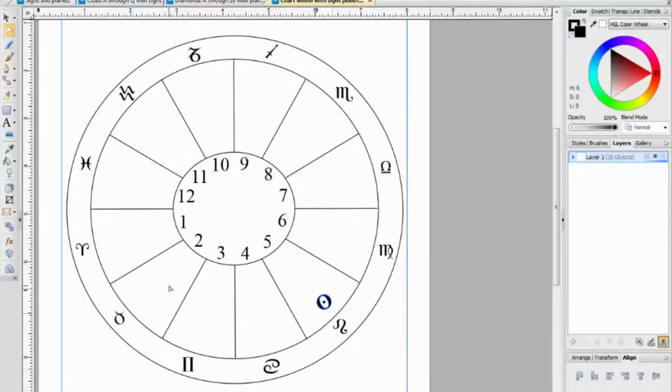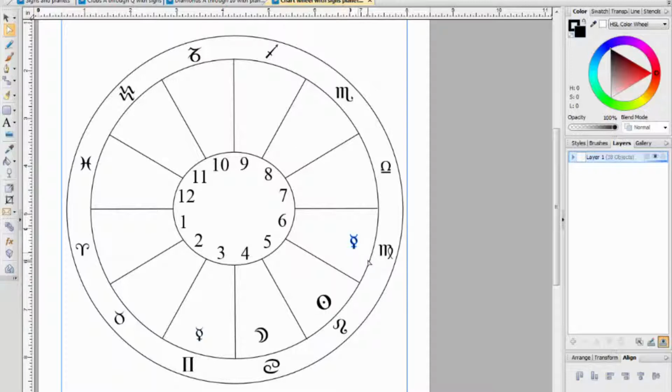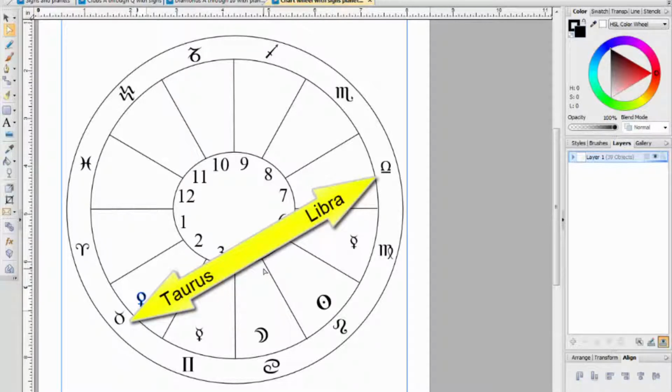We have the sun. The sun rules the sign Leo. And then next we have the moon. The moon rules the sign Cancer. Next we have Mercury. Mercury rules two signs. It rules Gemini, and it also rules Virgo. Next we have Venus. Venus also rules two signs. It rules Taurus, and it also rules Libra.